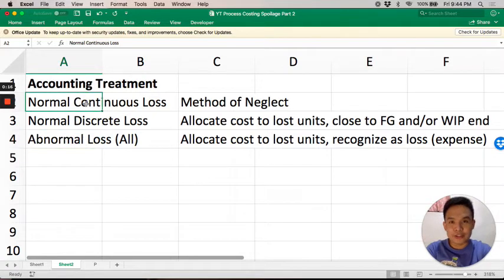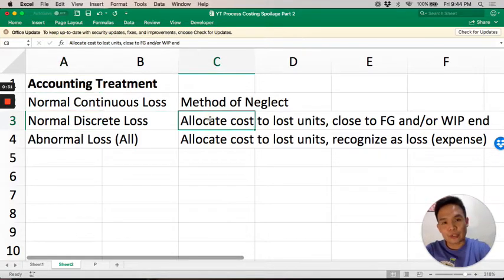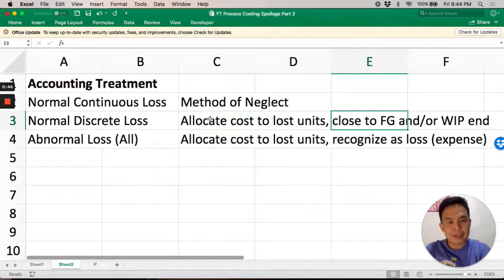Pag normal continuous, method of neglect, wag nyo lang isali dun sa EUP column so that the cost will be absorbed by all the other things na may EUP. Pag normal discrete, then ina-allocate yung cost to the loss units, meaning kailangan talagang bilangin kung ilan ang loss units. Dapat may EUP talaga at bilangin kung ilan. Ang cost na maa-assign sa EUP na yon ay papasok sa finished goods or work in process end.